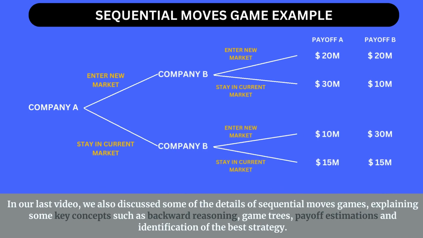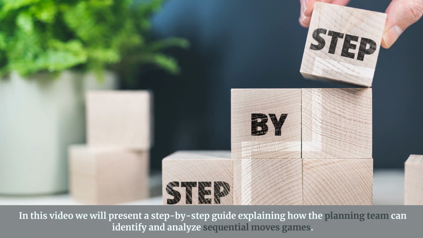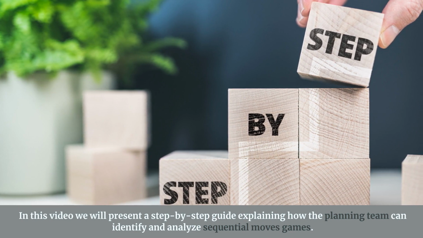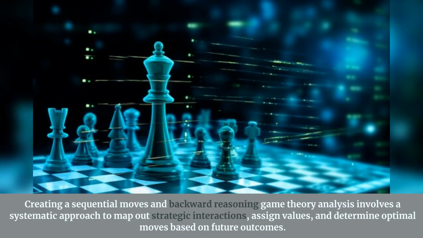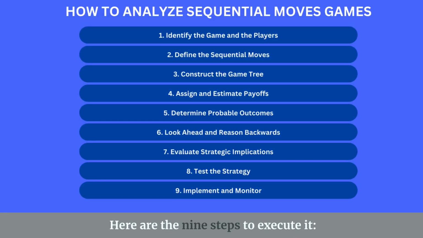In our last video, we also discussed some of the details of sequential moves games, explaining some key concepts such as backward reasoning, game trees, payoff estimations, and identification of the best strategy. In this video, we will present a step-by-step guide explaining how the planning team can identify and analyze sequential moves games. Creating a sequential moves and backward reasoning game theory analysis involves a systematic approach to map out strategic interactions, assign values, and determine optimal moves based on future outcomes. Here are the 9 steps to execute it.